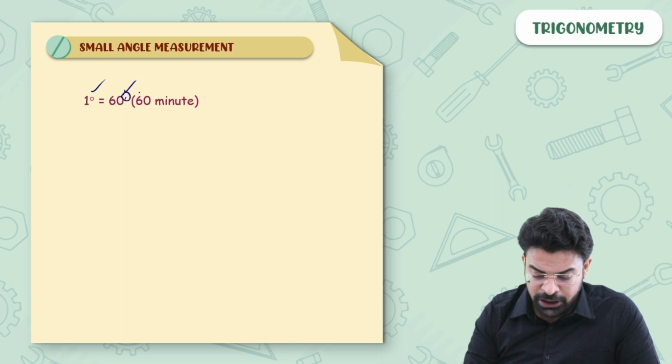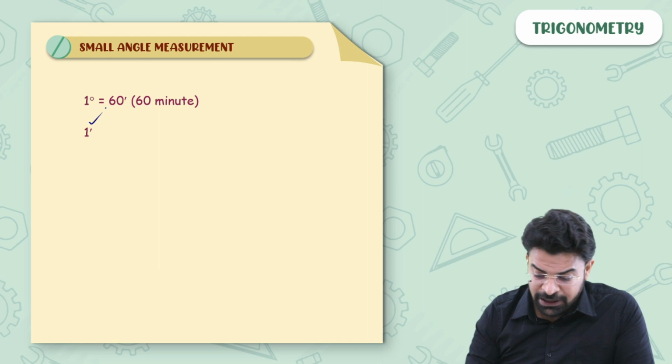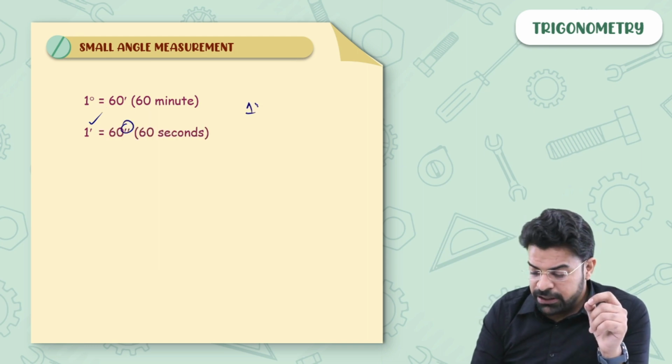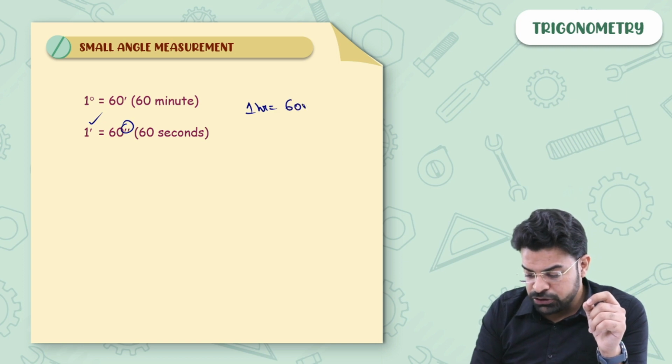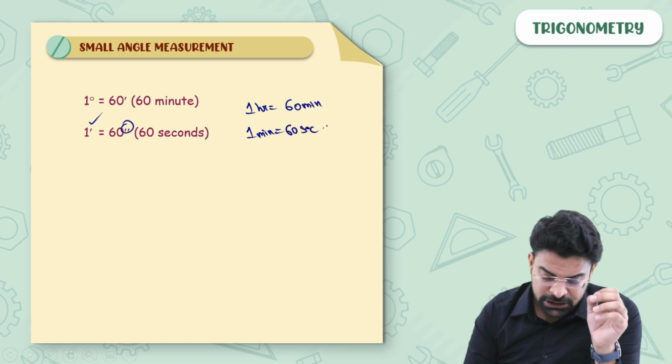The symbol for minute we use is this single dash. And each minute is divided into 60 seconds. For seconds we use double dash. Just the way in our clock we say 1 hour equals 60 minutes, and every minute equals 60 seconds. So this is just another way of writing smaller angles.